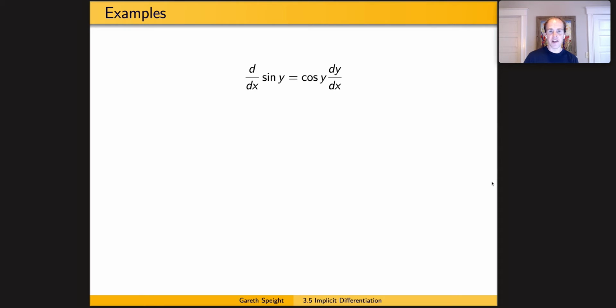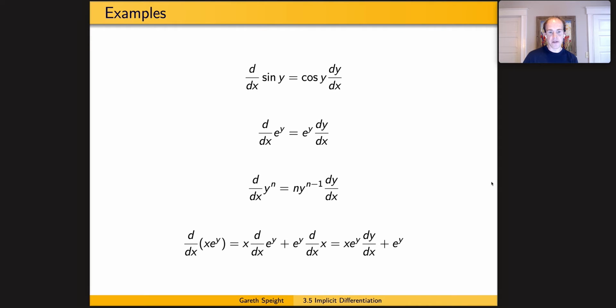Okay, so here's a couple of examples. For instance, if we want to differentiate sine y with respect to x, if we were differentiating with respect to y, we would get cosine y, but we're differentiating with respect to x, so we have to multiply by dy over dx. Similarly, with e to the y, if we differentiate with respect to y, we will get e to the y, but we're differentiating with respect to x, so we have to multiply by dy over dx. Similarly here, the derivative of y to the n, normally it would be n y to the n minus 1, but we have to compensate, so we multiply by dy over dx.